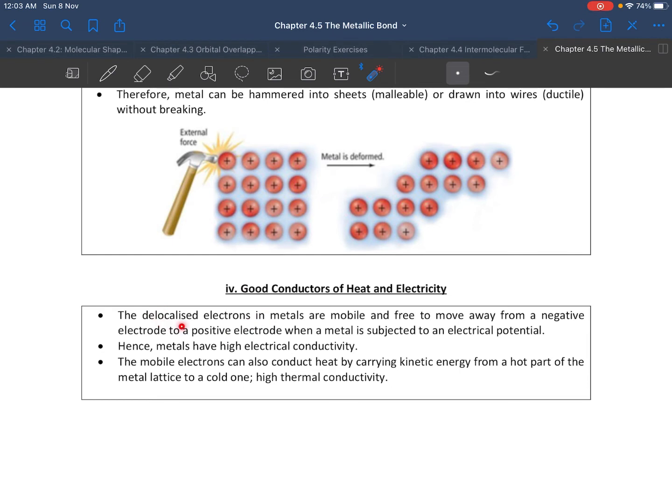These delocalized electrons are mobile and free to move. Maksudnya elektron tu boleh bergerak. So when it can move, the electrons will move from the negative electrode to the positive electrode when the metal is subjected to electrical potential. So this one, siapa yang belajar fizik, dia akan lagi faham lah. Okay. And hence, because of the delocalized electrons that can carry the charge, that's why metal has high electrical conductivity. Okay, and then it says the mobile electrons can also conduct heat by carrying kinetic energy from the hot part of the metal lattice to the cold one, high thermal conductivity.